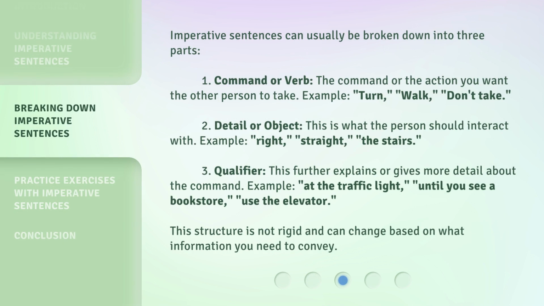Imperative sentences can usually be broken down into three parts. 1. Command or verb. The command or the action you want the other person to take. Example: turn, walk, don't take. 2. Detail or object. This is what the person should interact with. Example: right, straight, the stairs. 3. Qualifier. This further explains or gives more detail about the command. Example: at the traffic light, until you see a bookstore, use the elevator. This structure is not rigid and can change based on what information you need to convey.